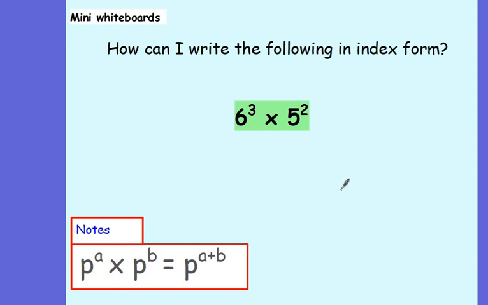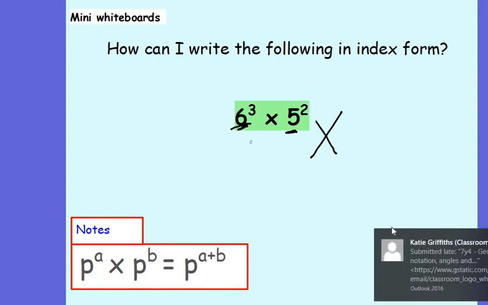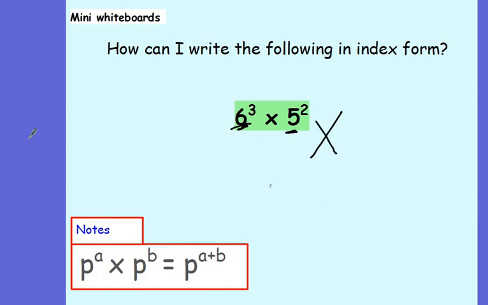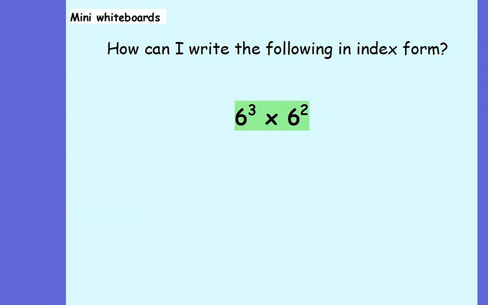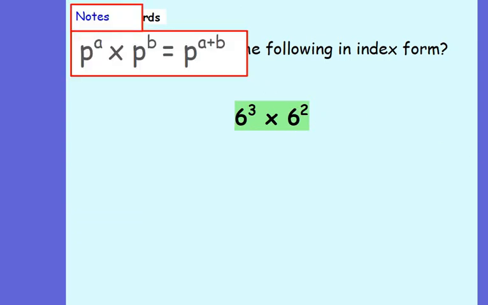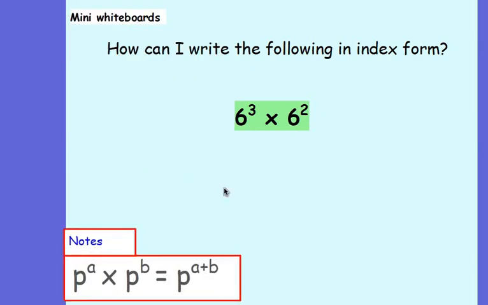Right, Rowan, can I use my multiplication law? No, I can't. Why not? Because my base number is not the same. I've got a 6 here and a 5 here. I cannot simplify this. I have to leave it exactly how it is. So how about now? Can I simplify this one? And if I can, write down the simplification for me.